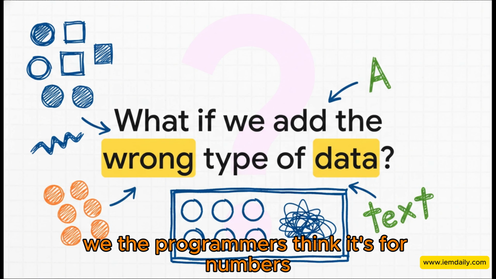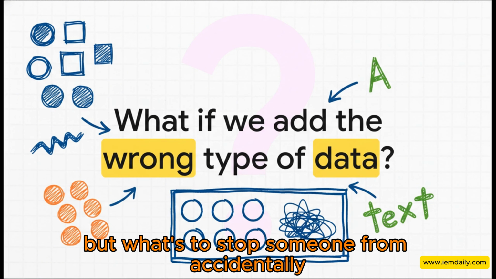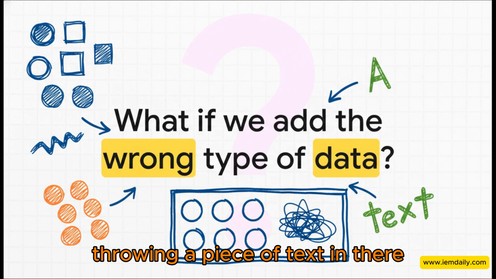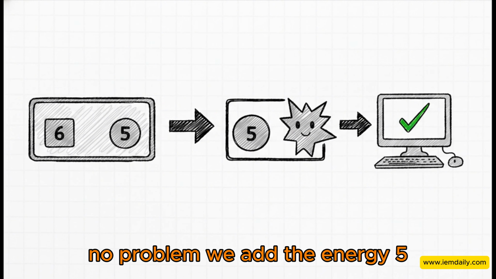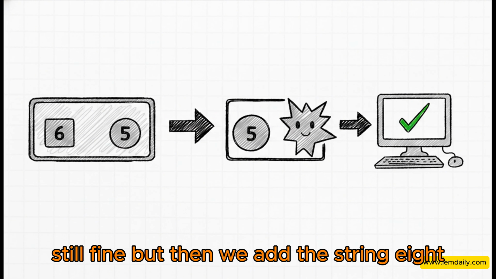We, the programmers, think it's for numbers, but what's to stop someone from accidentally throwing a piece of text in there? So, let's just do it. We add the integer 6, no problem. We add the integer 5, still fine. But then, we add the string 8.